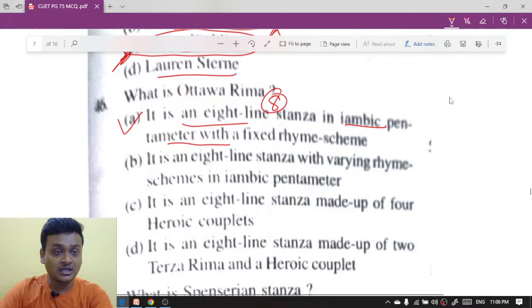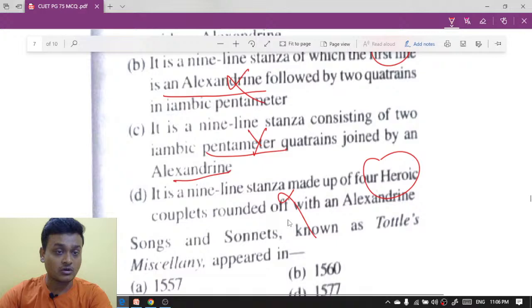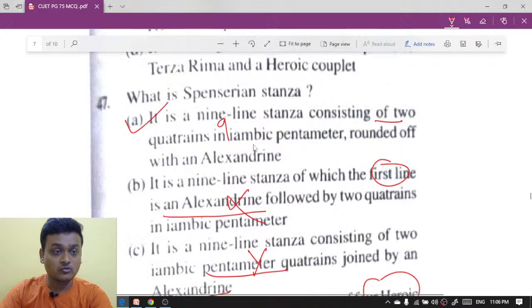Next question. What is Spenserian stanza? It is a 9-line stanza consisting of two quatrains in iambic pentameter rounded up with an alexandrine. Or it is a 9-line stanza of which the first line is an alexandrine. That is wrong. The last line is actually the alexandrine. It is a 9-line stanza made up of four heroic couplets. That is also wrong. So the first is right, that it is a 9-line stanza consisting of two quatrains in iambic pentameter and ending with an alexandrine. So it is the Spenserian stanza having 9 lines.